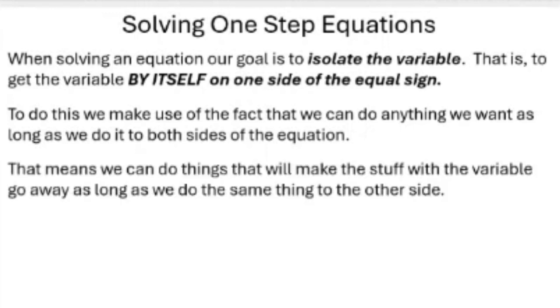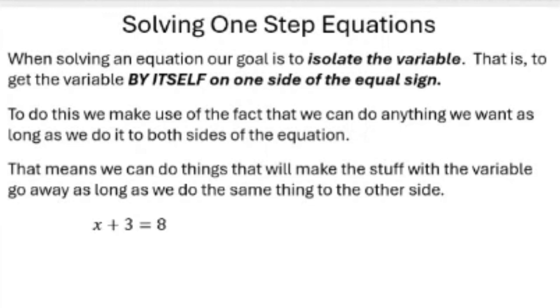And that means that we can do things that will make the stuff that's with the variable go away. So you want to get the x all by itself, but right now there's a 2 with it. We want to make that 2 go away. We're going to do something that makes that 2 go away, and then we're going to do it to both sides of the equation because we're allowed to do that.